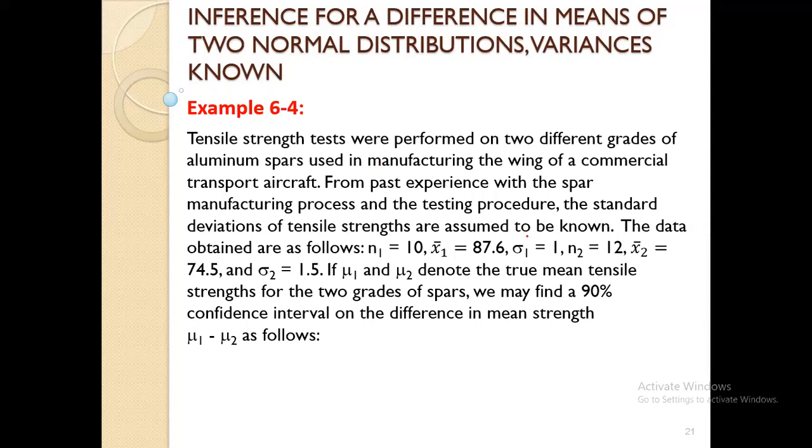We know the standard deviation, and we sample n1. X bar 1 equals 87.6 and sigma 1 equals 2 for this. You know n1, x bar 1, sigma 1, and you know n2, x bar 2, sigma 2. For this case, mu1 and mu2 are the two mean tensile strengths of the two grades of spar. We have two grades of spar. For this case, we would like to calculate the 90% confidence interval for the difference between mu 1 and mu 2.